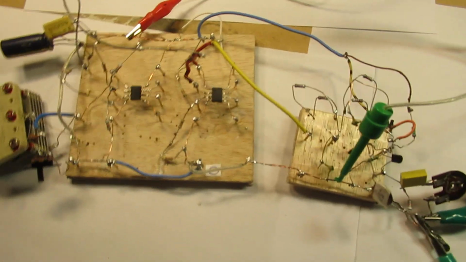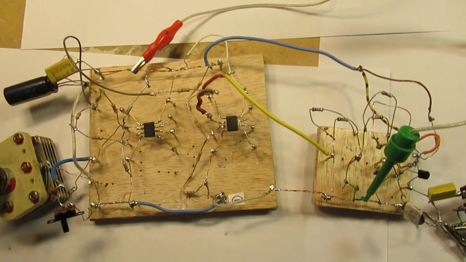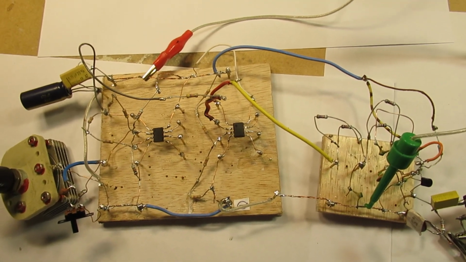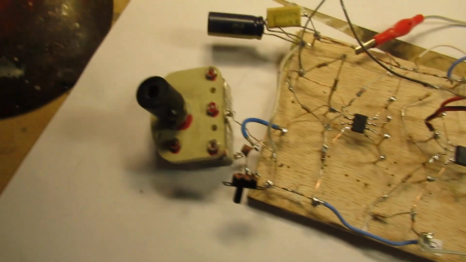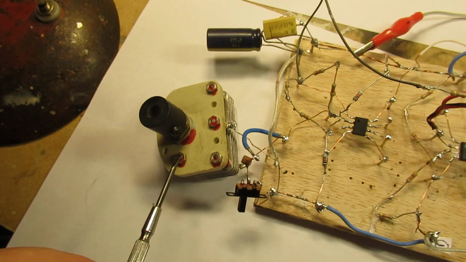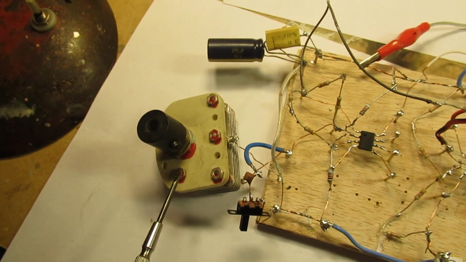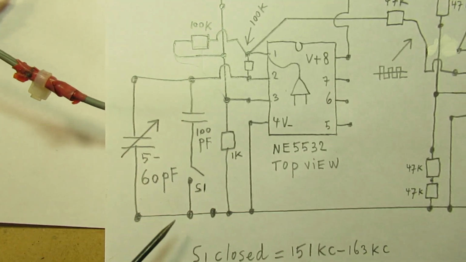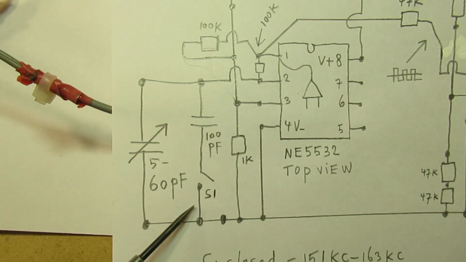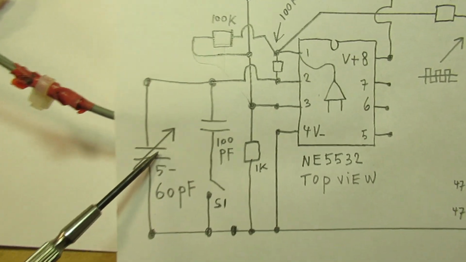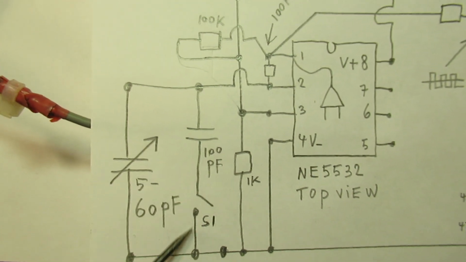here is the circuit on the breadboard, a kind of breadboard, not the common breadboard. Here is the tuning capacitor that goes from 5 picofarad up to 60 picofarad, and I have made a switch here, and with that switch we can give that capacitor somewhat more capacitance, and that is 100 picofarad.